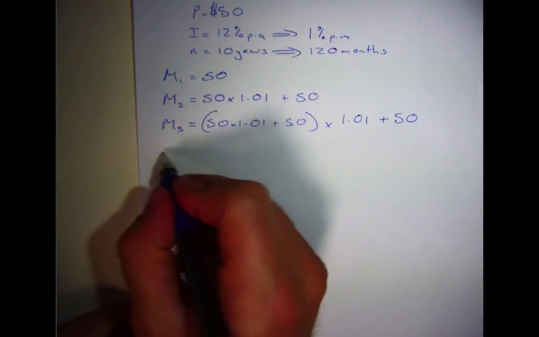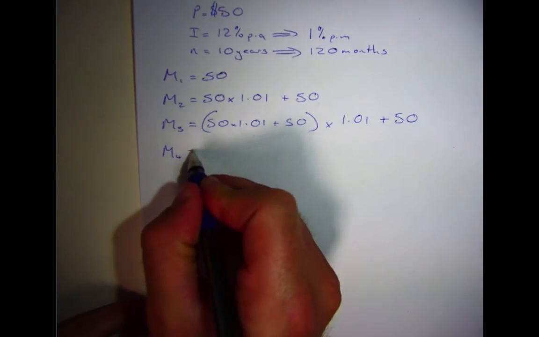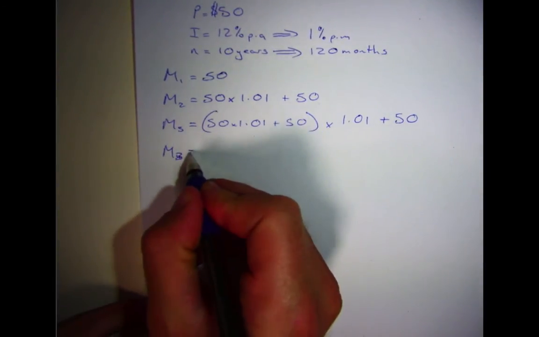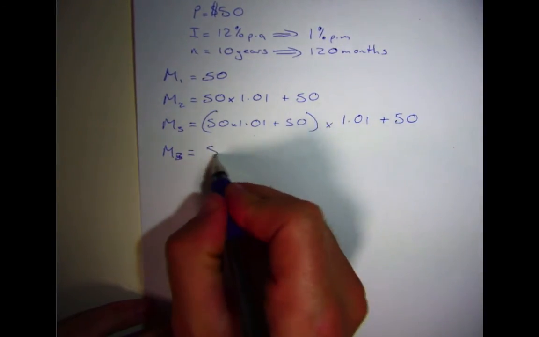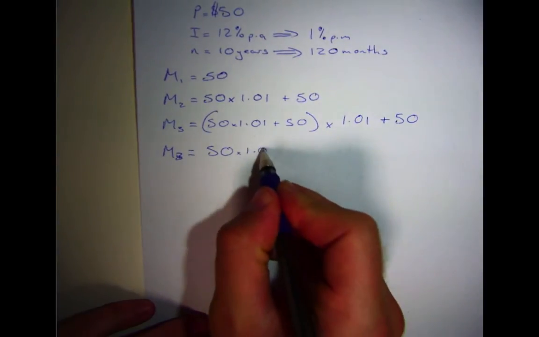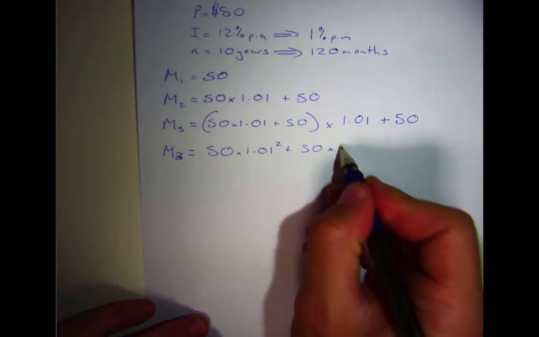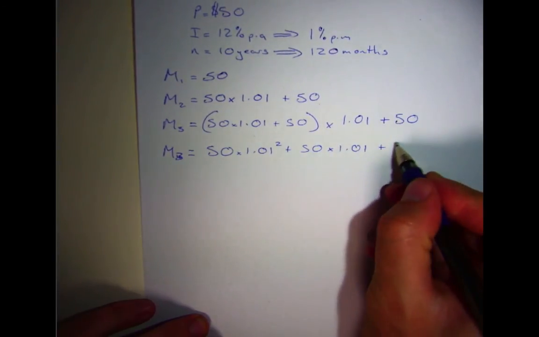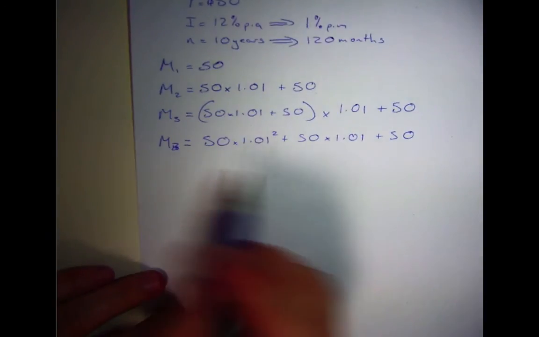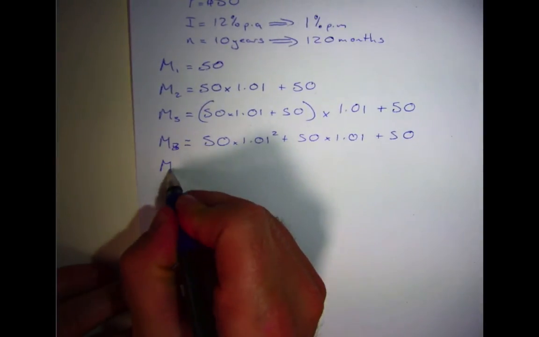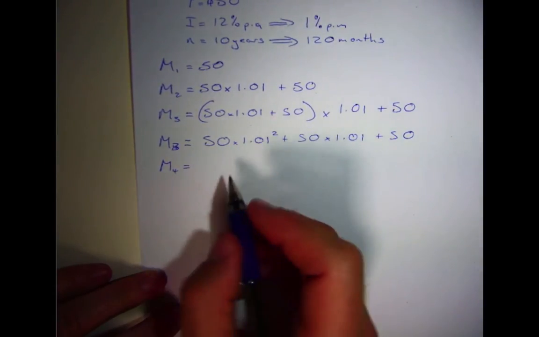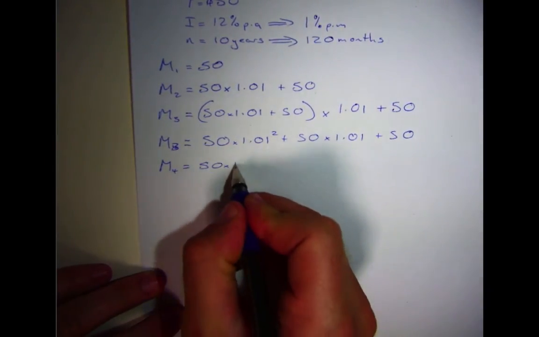Beautiful. Okay, month number 4, I'm going to go one more. Sorry, let's just simplify month number 3. So we have 50 times 1.01 squared, plus 50 times 1.01, plus 50. Okay, we've already got the pattern, but we'll just do one more just to make sure. So in month 4, we have all of this.